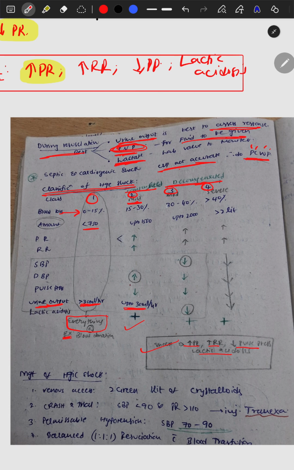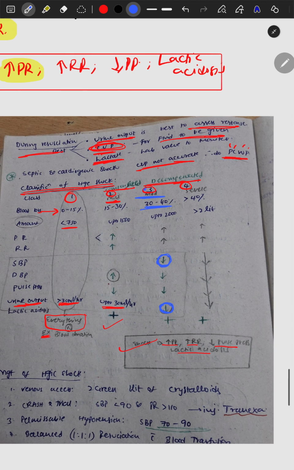When you come to the third, moderate shock, here 30 to 40% blood is lost. Exam points are BP, SBP, first time falls here, and urine output first time falls here. Those 2 are exam points in case of the third type of hemorrhagic shock. Now come to the severe. In severe, everything will decrease. Other than the shock features, everything will decrease. You can remember like that.